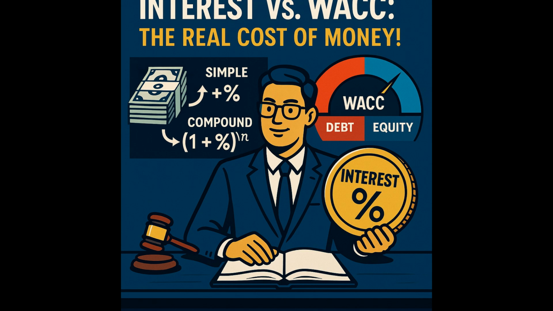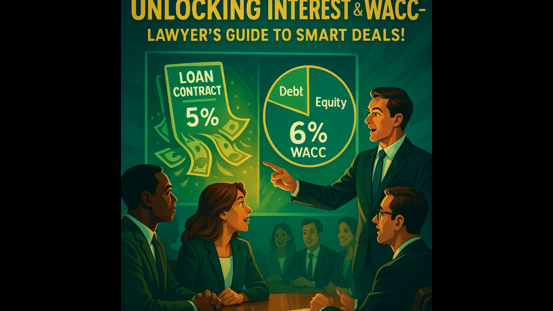WACC, weighted average cost of capital, is the average rate a company pays for its financing, blending the cost of debt and equity. For instance, if a company funds itself half with loans at 4% and half with equity expecting 8%, its WACC is 6%. This figure is crucial in valuations and fairness opinions, helping lawyers assess whether a deal is financially sound.